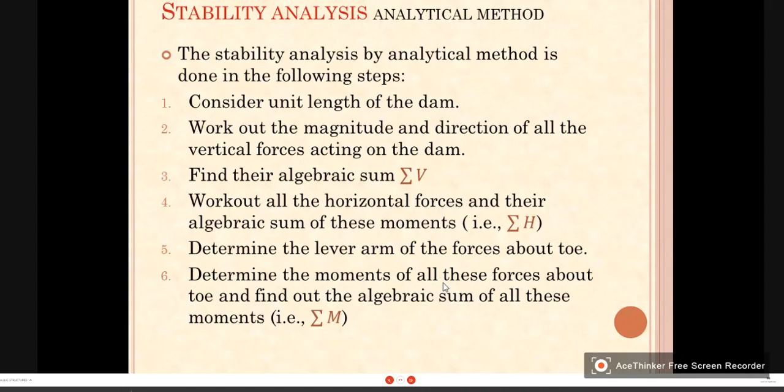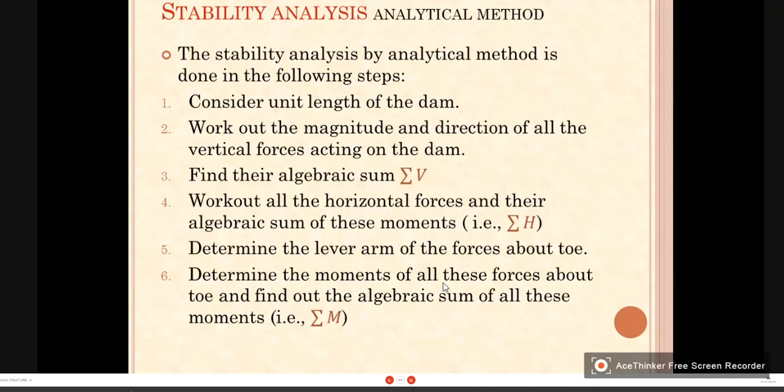In the 2D analysis, we take the stability analysis method, which is the analytical method, also called the geometrical method. The stability analysis by the analytical method is done by the following steps. First of all, we consider a unit length of the dam, and then we work out the magnitude and direction of all vertical forces.